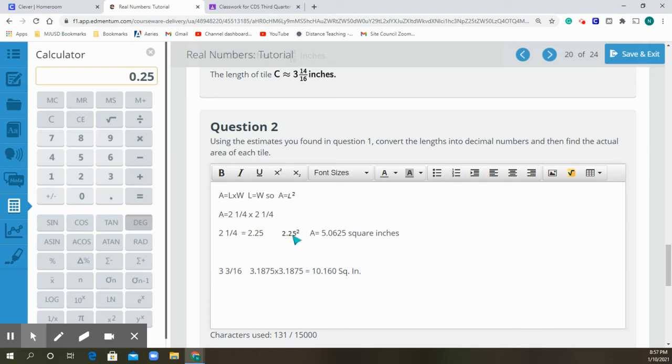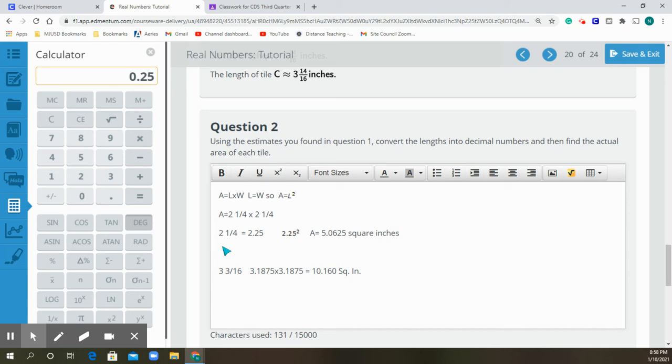So then what is that squared? It's actually 2.25 times 2.25 gets us the square inches of 5.0625. So the customer asked for a 5 square inch tile. This is as close as we can get with our measurements.